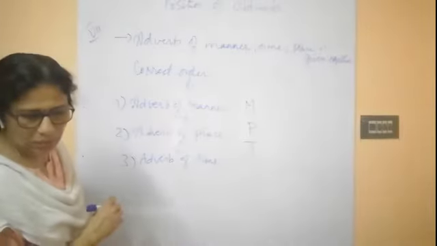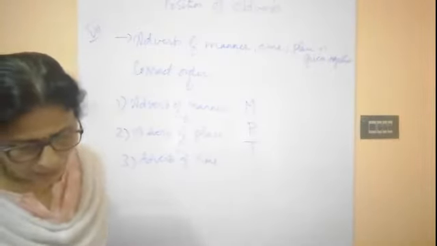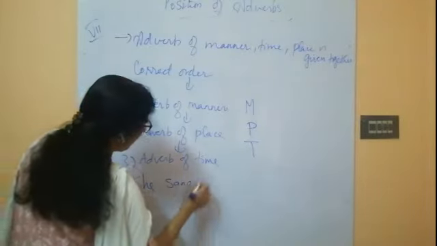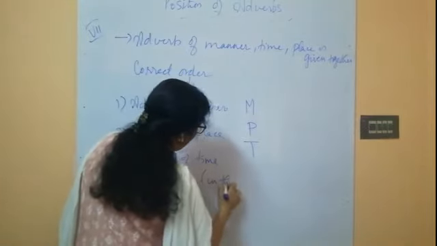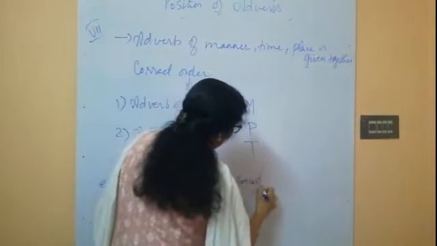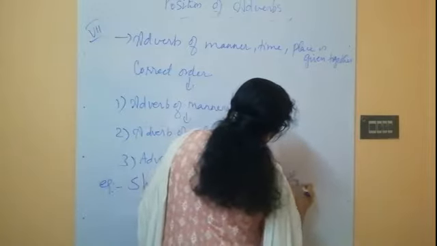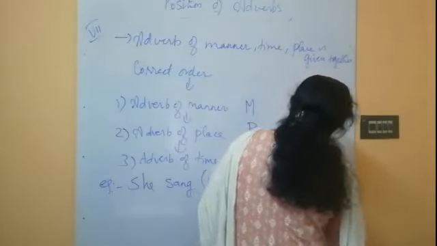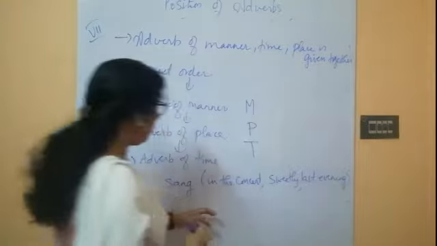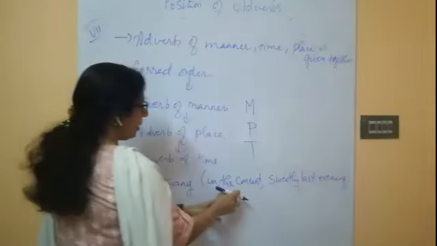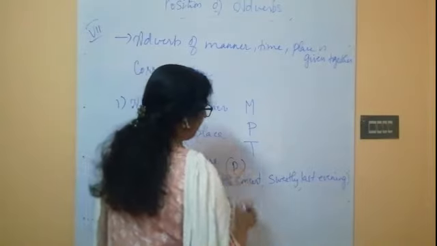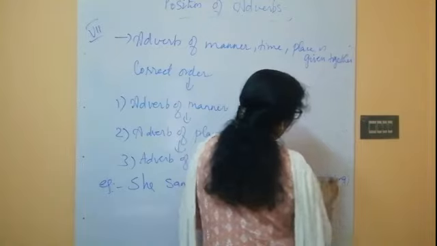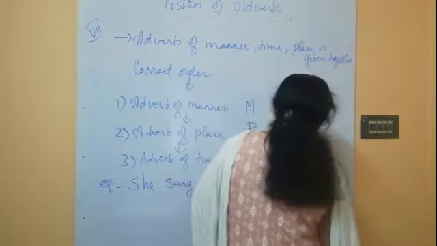Example I will give you, she sang sweetly. Example will be given like this. She sang, bracket, in the concert, sweetly and last evening. This is how the bracket will be given. And you know that in the concert, where? This is place. This one, sweetly, how? So, manner. Last evening, when? So, it is time. Okay?